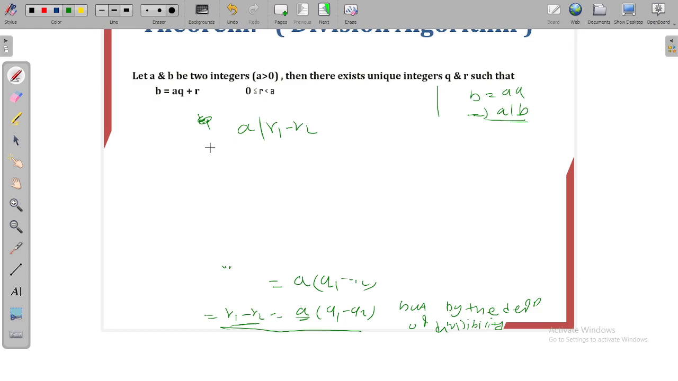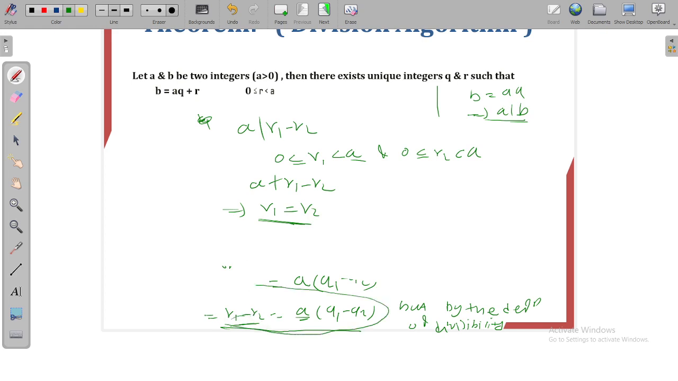But this is not possible, because we take 0 is less equal r1 less than a, and we take 0 is less equal r2 less than a. Therefore, a does not divide r1 minus r2. This implies that r1 equal to r2. This equation is wrong, this is not possible.